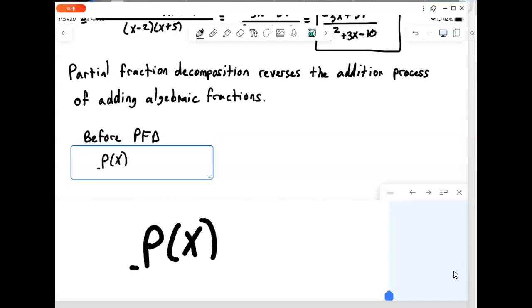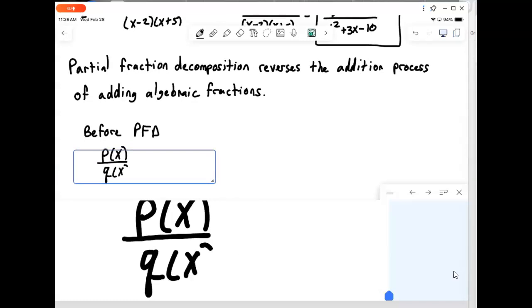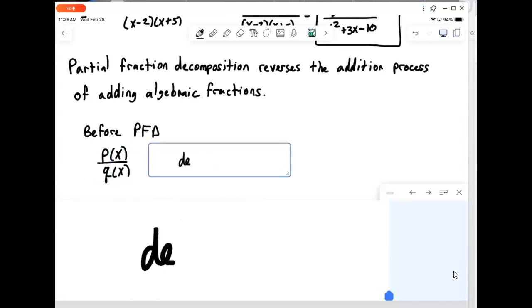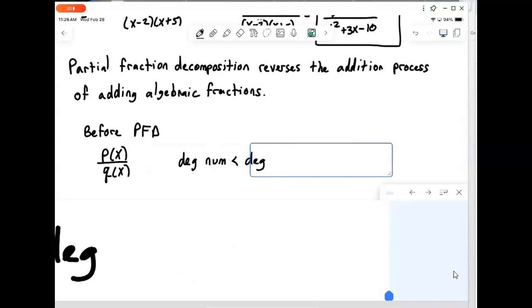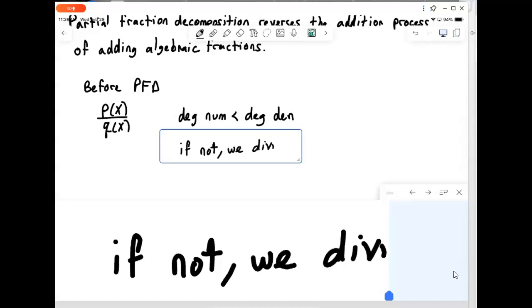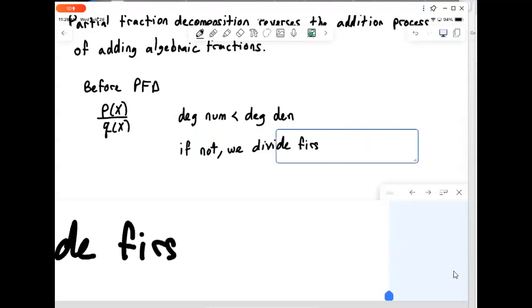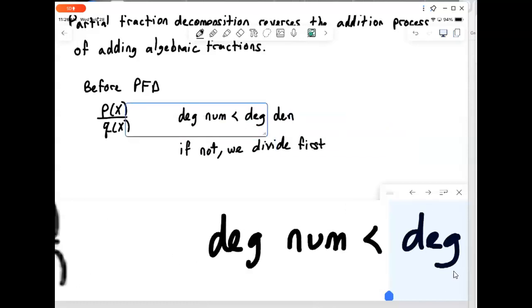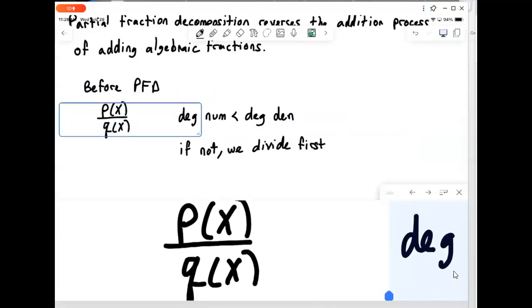when we're dealing with an algebraic fraction, p of x over q of x, we say that the degree of the numerator has to be less than the degree of the denominator. Okay. If not, we divide first. Okay, so if the fraction we're trying to decompose is not in a situation where the numerator is smaller than the denominator, then we do that first. Let me just show you an example.